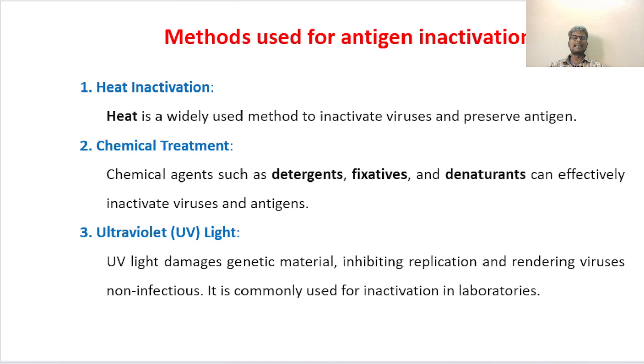There are different methods for antigen inactivation. The first and foremost is heat inactivation. Heat is a widely used method to inactivate virus, bacteria, or any other moiety that we are trying to use as an antigen. Through chemical treatment, we can use chemical agents like detergents, fixatives, and denaturants, which will also effectively inactivate virus and other microorganisms that we are using for antigen preparation.